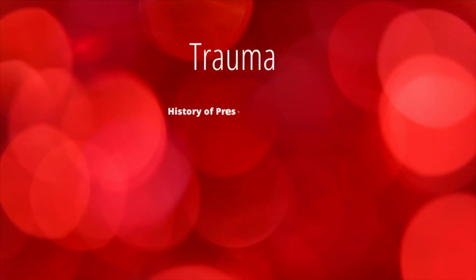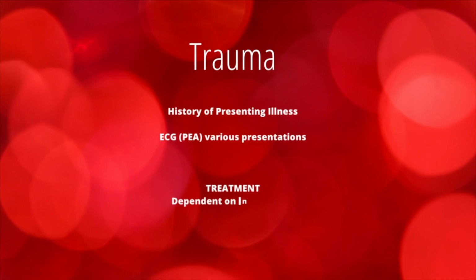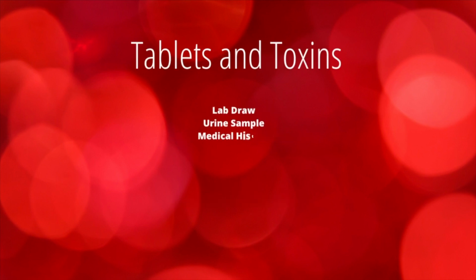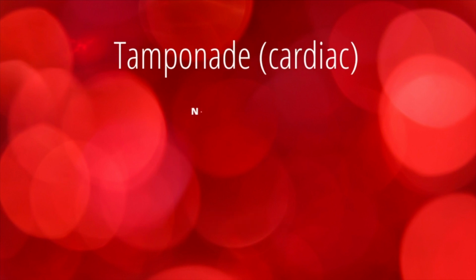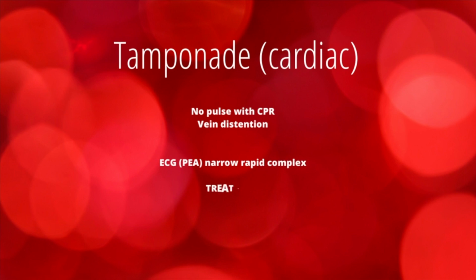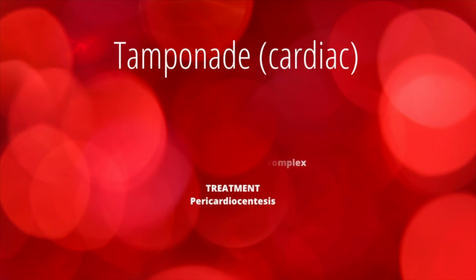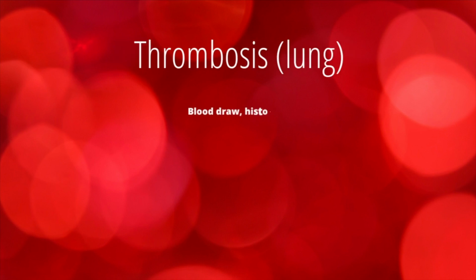So let's go back to these now. Trauma. If we're looking at trauma, we need to have a history of presenting illness. We may see ECG changes of various presentations, and our treatment will depend on the information received. If we're looking at tablets and toxins, we need to do a lab draw, urine samples, and medical history to find out what may be the cause, and we'll be looking for any antidotes and reversals that we can use, or symptomatic treatment. Cardiac tamponade, we're going to find no pulse with CPR, vein distension, and our treatment is going to be a pericardiocentesis. We need to get that blood out of there.